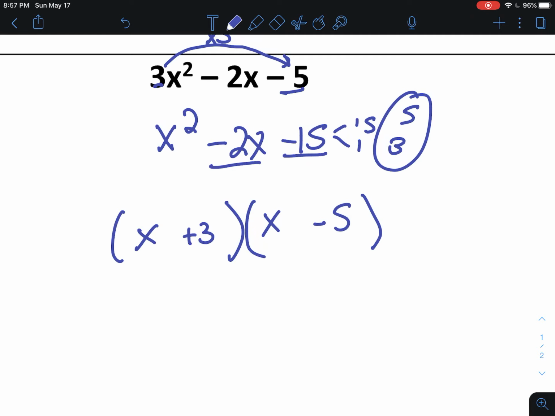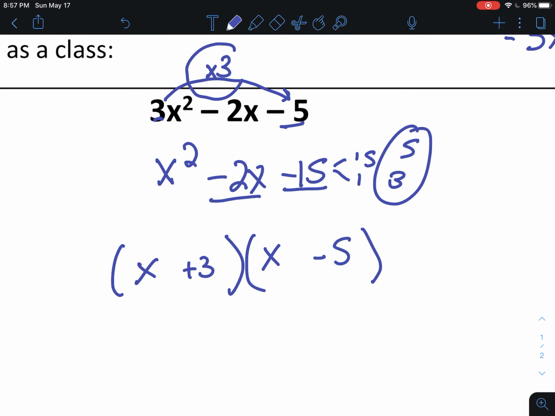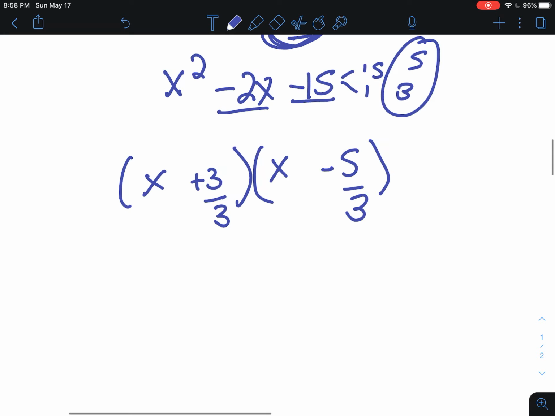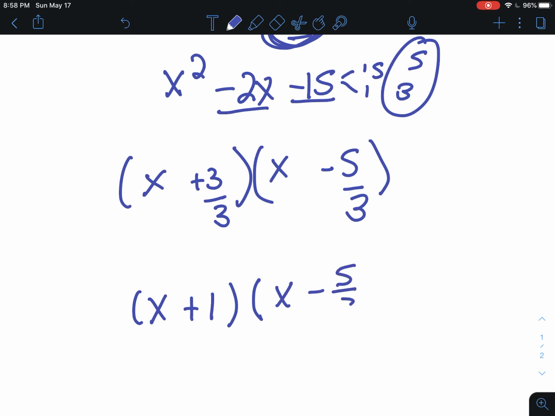Okay, so from here, remember, at the very beginning we multiplied by 3, so now what we have to do is divide by 3. And what do we divide? The last term in each factor, because we multiplied the last term in the original equation. So we divide by 3 here, divide by 3 here. That's going to give us x plus 1 multiplied by x minus 5/3.